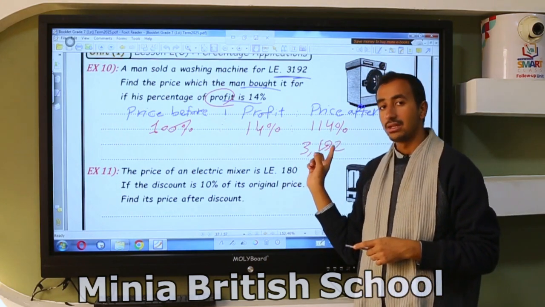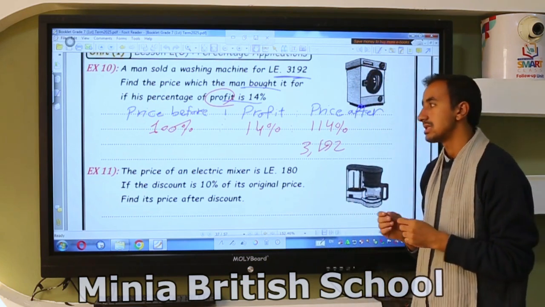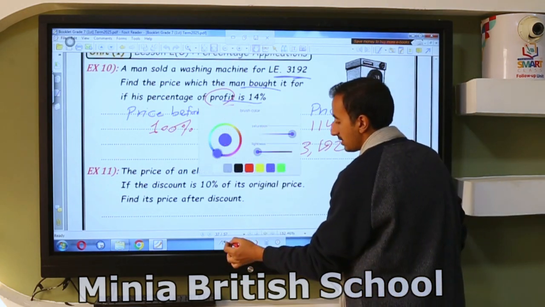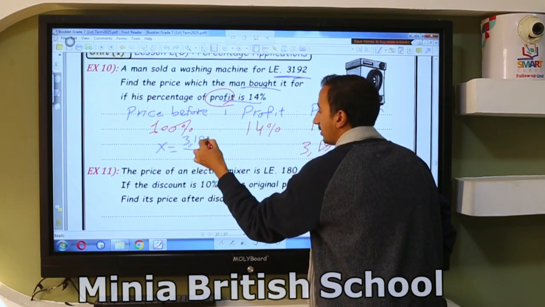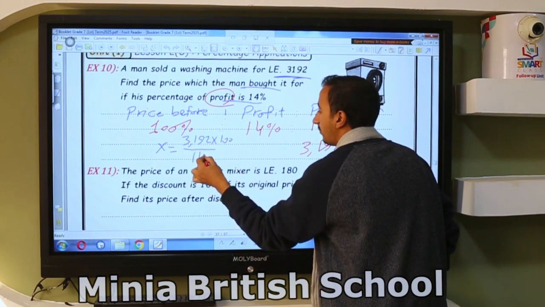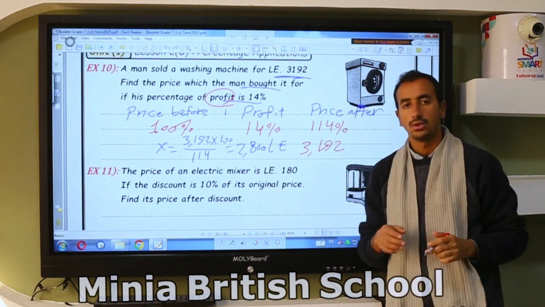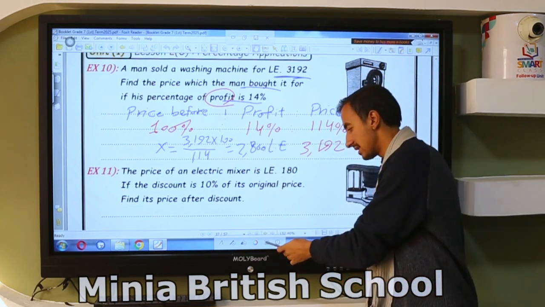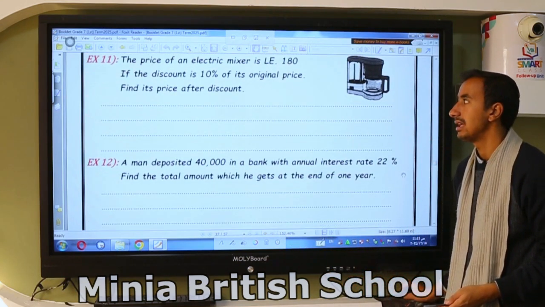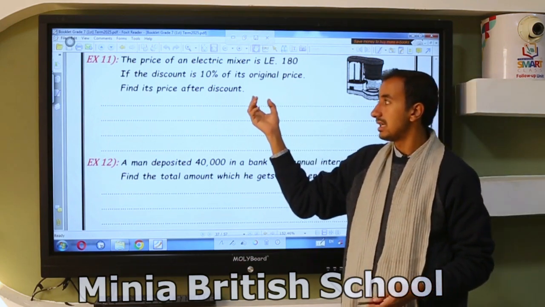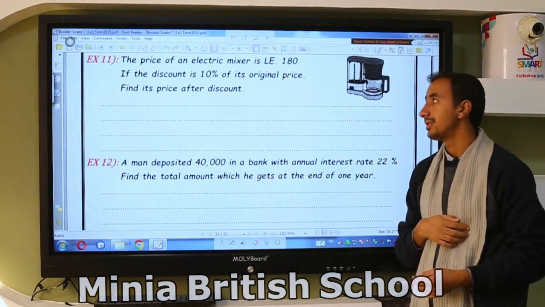We can make 3,192 times 100 over 114. Okay, so the answer by using calculator: x equals 3,192 times 100 over 114 equals 2,800 LE. Okay, that's the percentage application for the profit. Here I have another example for the discount. The price of an electric mixer is 180. If the discount is 10% of its original price, find the price after discount.